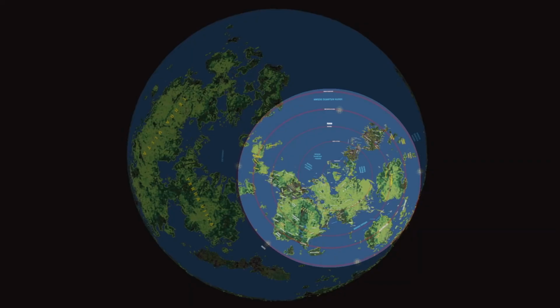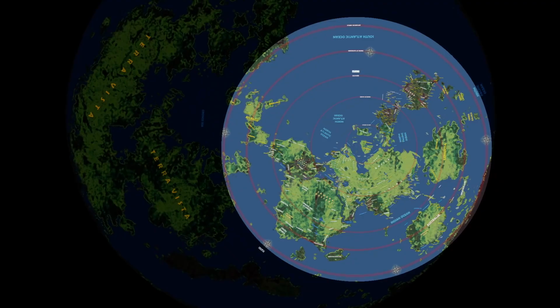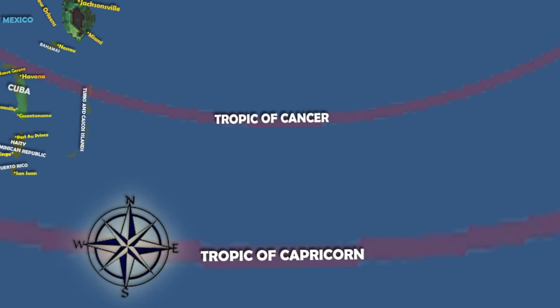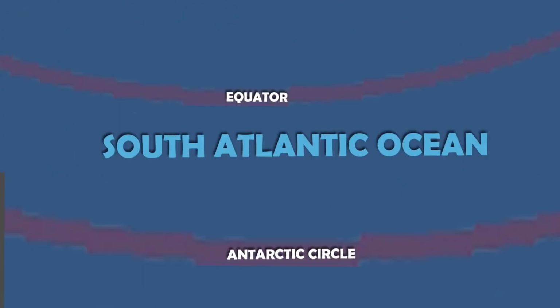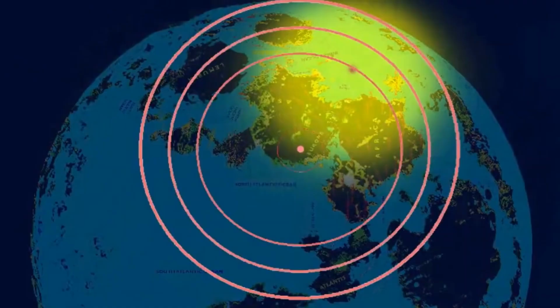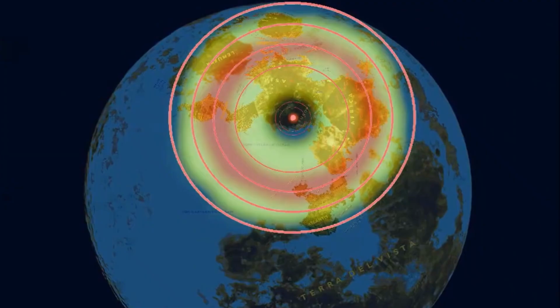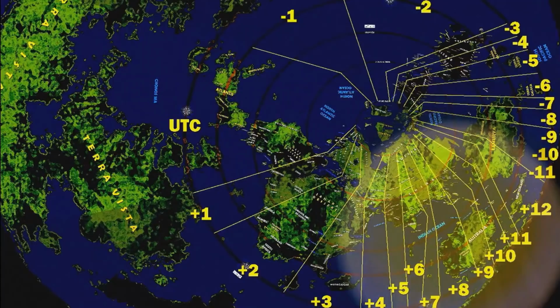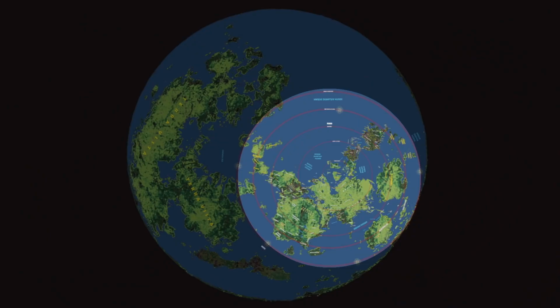But wait a minute. Sturgios' presentation of our known world here maps the 5 prominent circles of latitude. We see the Arctic Circle, the Tropics, the Equator, and the Antarctic Circle. And Sturgios has mapped the Sun's concentric journey around these circles of latitude, mapping seasons and time zones with the utmost precision and accuracy. So what's going on?